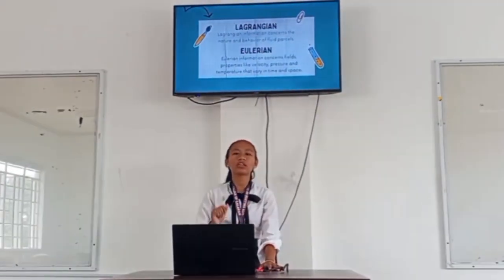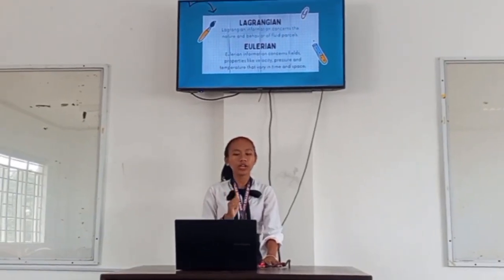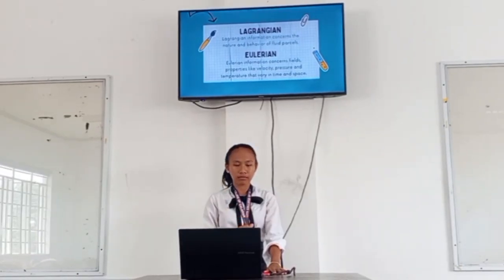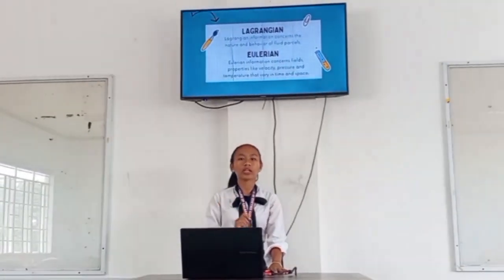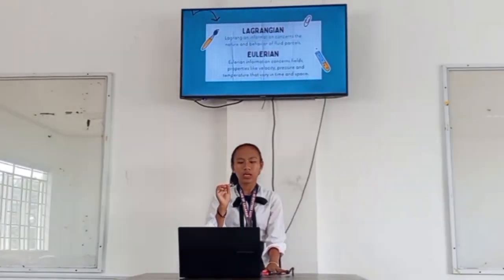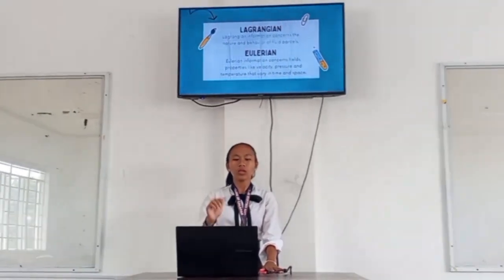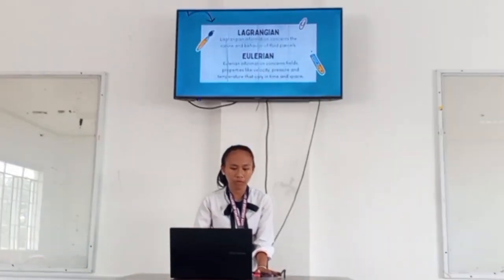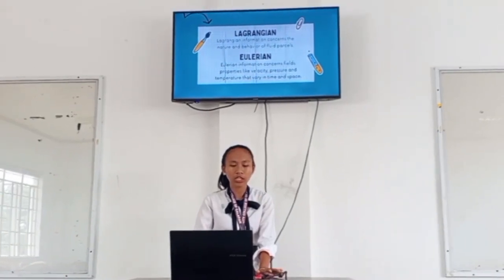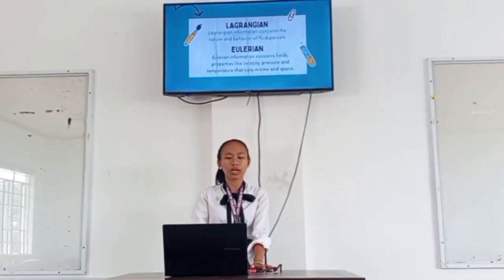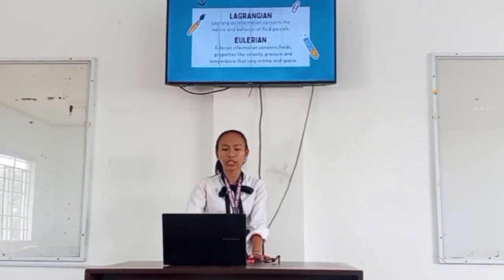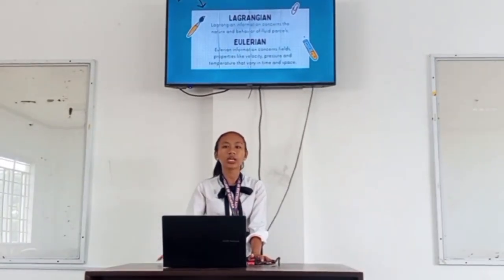The difference between the Lagrangian and Eulerian description: Lagrangian description follows the motion of individual fluid particles, while the Eulerian description observes the change at a fixed location over time. Each method offers a different perspective, and depending on the problem, one may be more useful than the other. Both descriptions are essential tools in understanding and modeling the complex behavior of fluid in the natural world and in engineered systems.